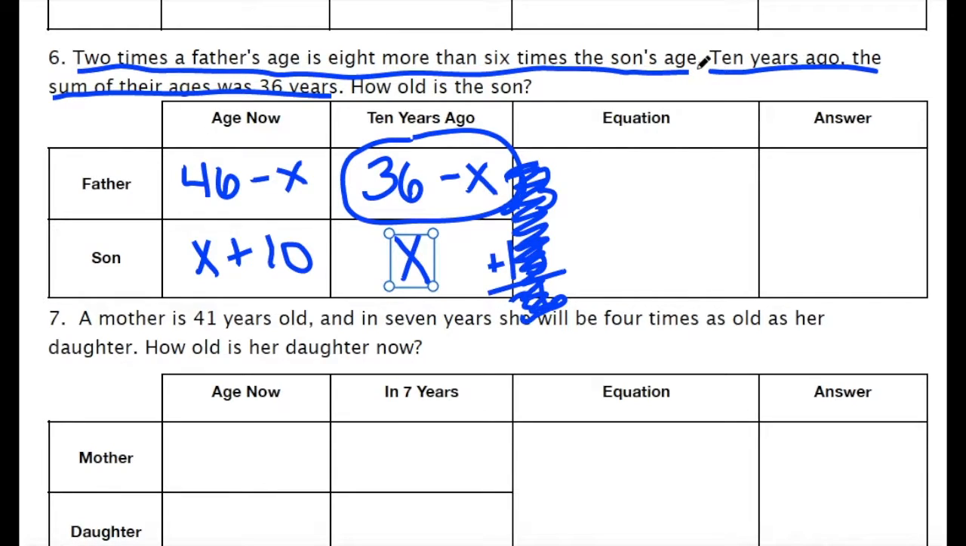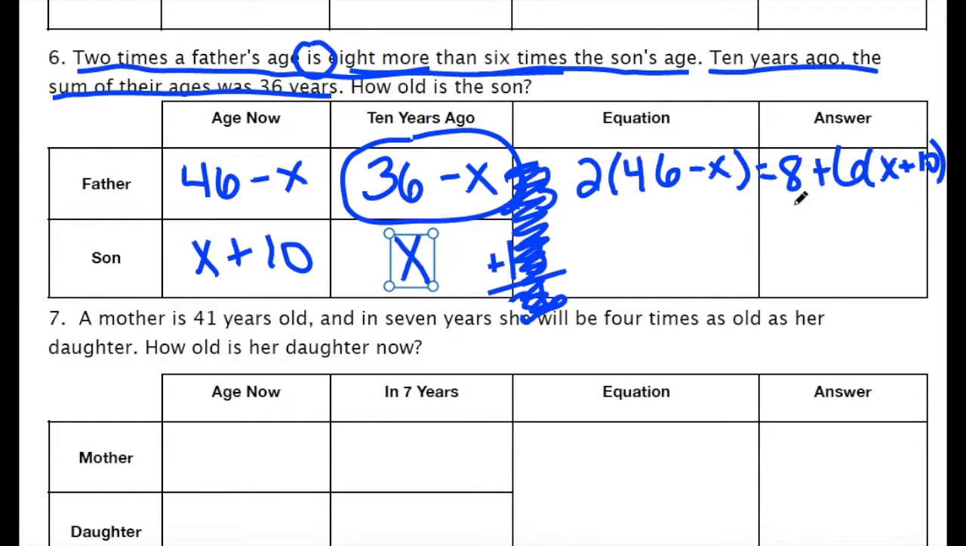So now we'll use the first sentence to write our equation. So 2 times the father's age, 2 times whatever the father is, which is 46 minus x, is, that's the equal sign, 8 more than would be 8 plus 6 times the son's age, so 6 times x plus 10. So now we have to use the distributive property, get the variables on the same side, and then isolate the variable to solve this equation. Notice it is asking how old the son is for your final answer.